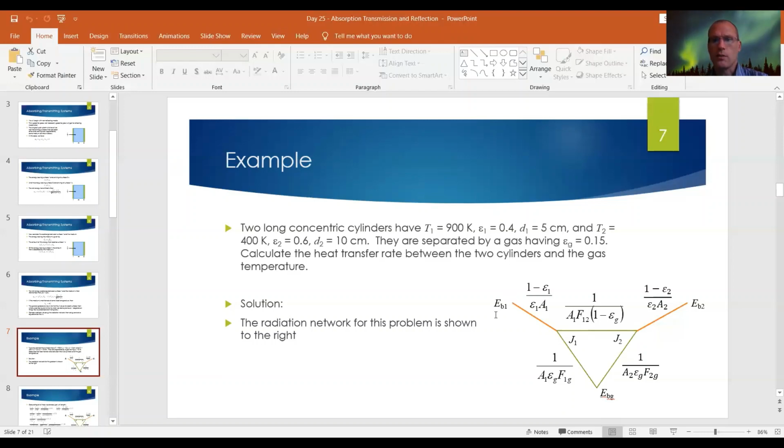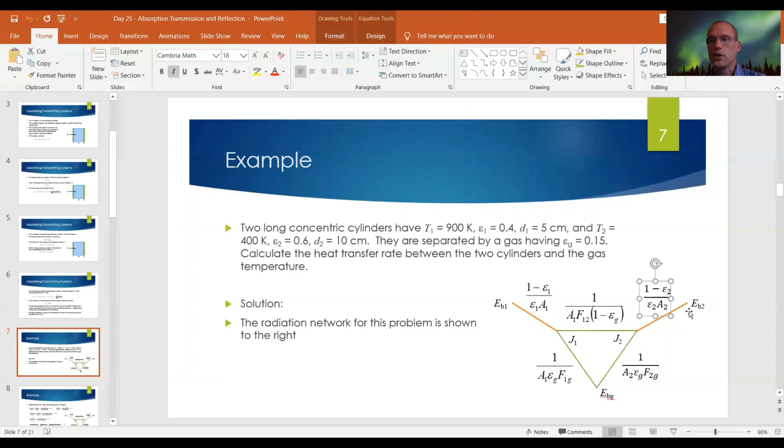So for my resistances, E_b for object 1, I need to make it off the surface. To make it off the surface, I have this emissivity resistance, (1 minus epsilon 1) over (epsilon 1 A1). Same thing for object 2: I have this (1 minus epsilon 2) over (epsilon 2 A2). And then between 1 and 2, I have this view factor resistance, 1 over A1 F12 (1 minus epsilon_G). So again, that's going completely straight from object 1 to object 2, transmitted straight through the gas. So this 1 minus epsilon is the transmissivity. That's the amount of energy that goes straight through the gas.